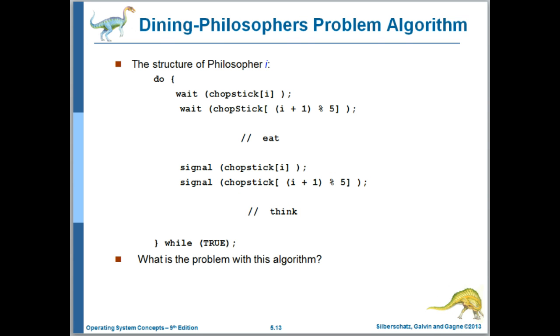So here's the structure of the code for a philosopher. In essence, the philosopher acquires the chopstick to the left and the chopstick to the right. And we have a little bit of modulo arithmetic there to determine the next chopstick. So think for a moment about what the problem is with this algorithm.